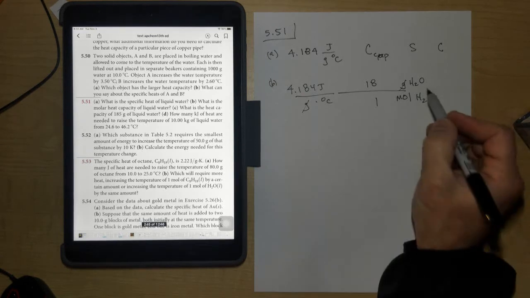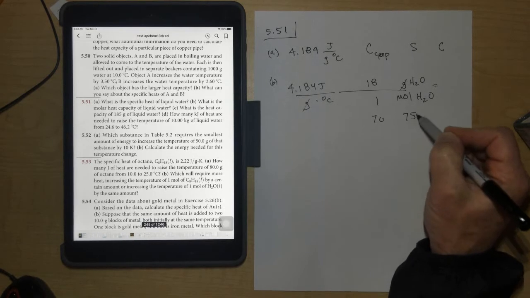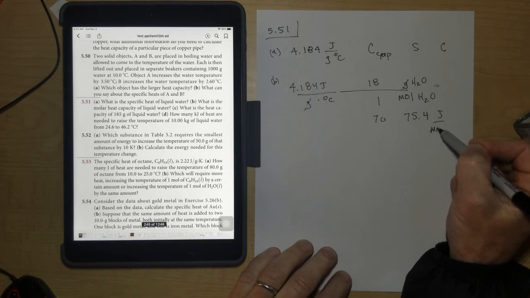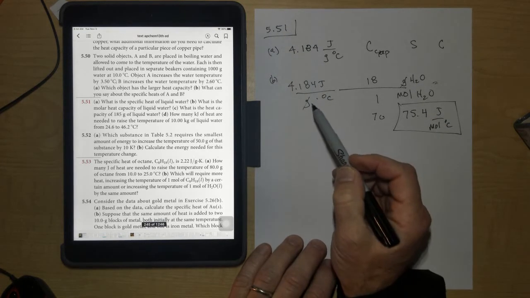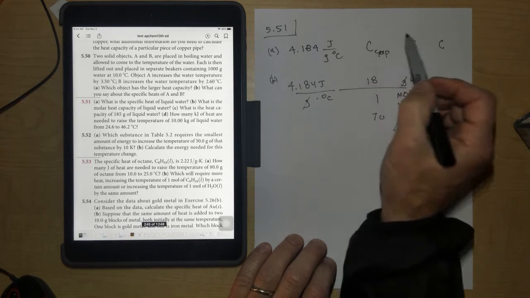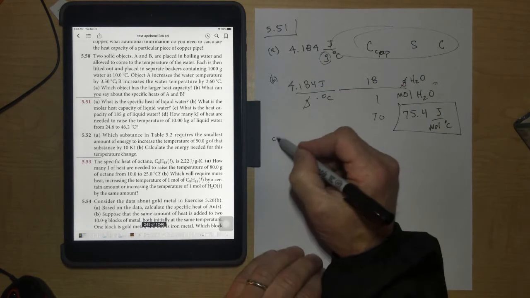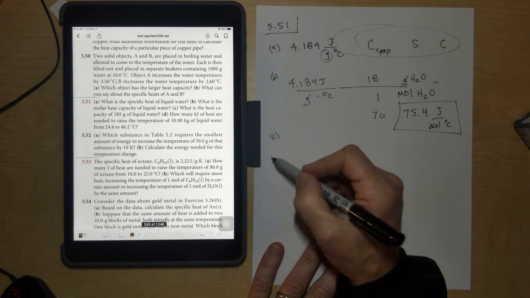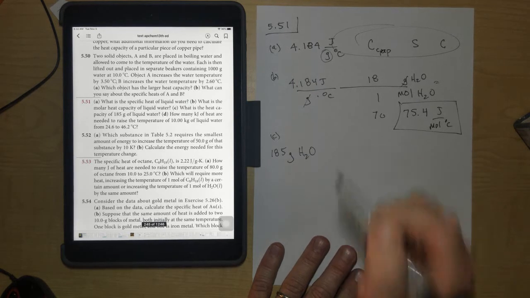And so when you multiply those together, you get 75.4 joules per mole degree Celsius, and this would be known as the molar heat capacity of the liquid water. This, called the specific heat capacity, is specific to grams. Letter C, what is the heat capacity of 185 grams of liquid water?